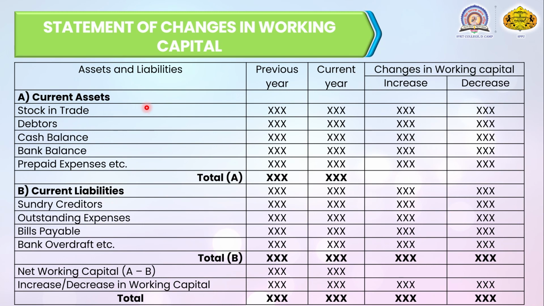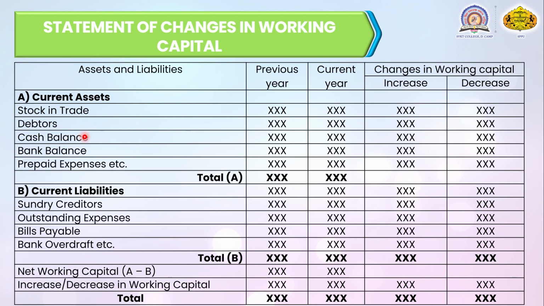This is the statement of changes in working capital and its format. It has assets and liabilities, previous year, current year, and changes in working capital, increase and decrease. First is current asset. Working capital is equal to current asset minus current liabilities. First current asset is stock in trade: previous year balance and current year balance, and the difference is shown in changes in working capital, it can be increase or decrease. Second current asset is debtors. Last year balance and current year balance, and the difference is shown in the changes in working capital.